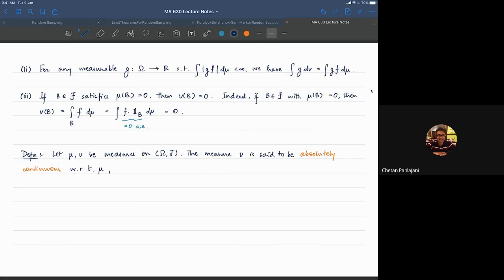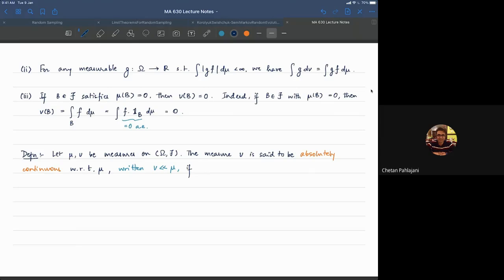Okay, how is this written? Nu, this symbol looks like nu much less than mu, but that's not what it is. It is nu absolutely continuous with respect to mu, but you may have seen this symbol where somebody says 10 to the minus 5 is much less than 1 or something. So the measure nu is said to be absolutely continuous with respect to mu, written symbolically in this fashion.